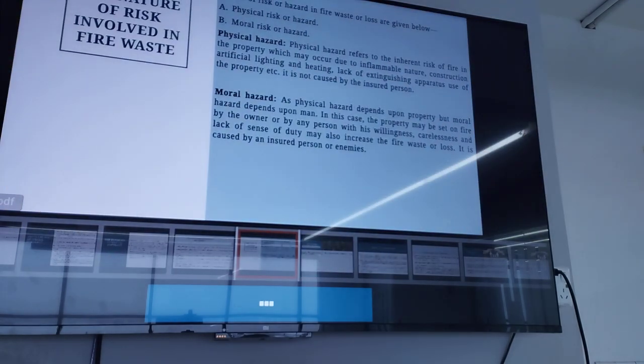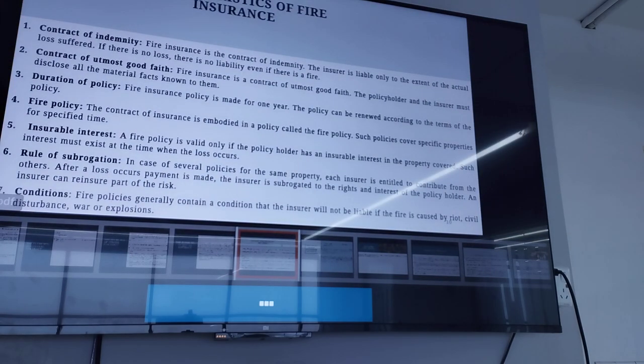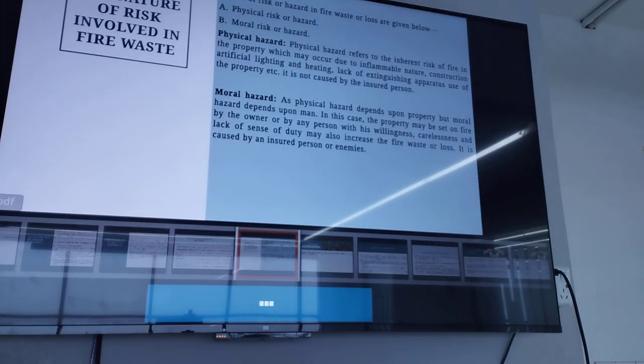The nature of risk involved in fire waste. Nature of risk, hazard in fire waste or loss are given below. Physical risk or hazard, moral risk or hazard. Physical hazard, moral hazard. দুটো waste আছে fire.